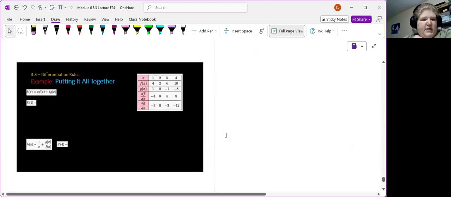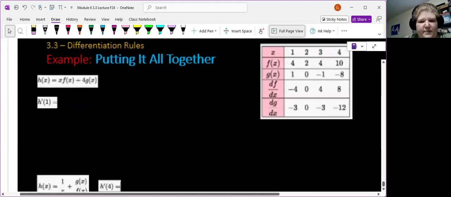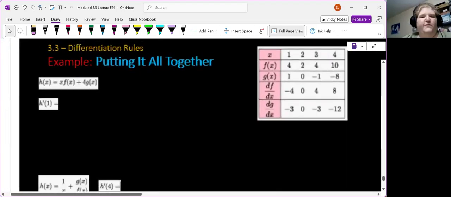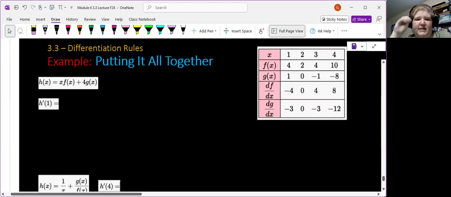All right, now this one here is defining h in 2 different ways. So our first h is x times f of x plus 4 times g of x. And they're asking for h prime of 1. And then over here, we've got a little table that tells us the function values at 1 and the derivative values at 1.